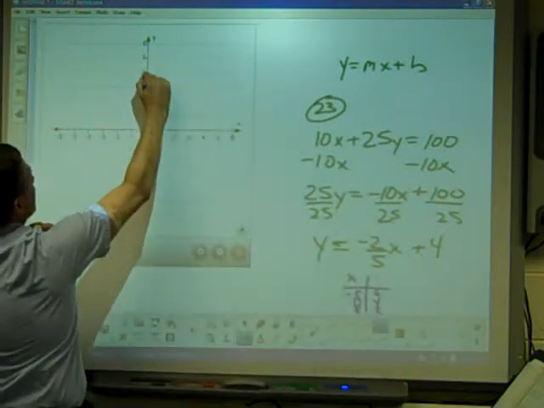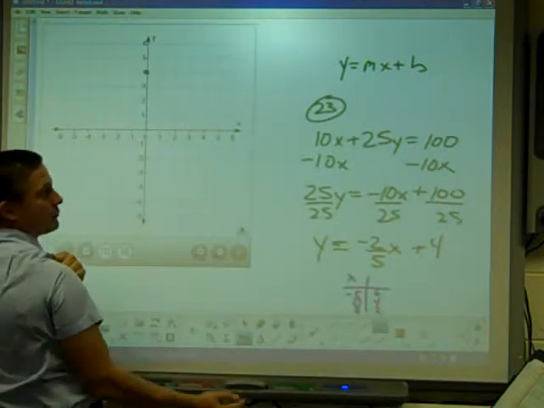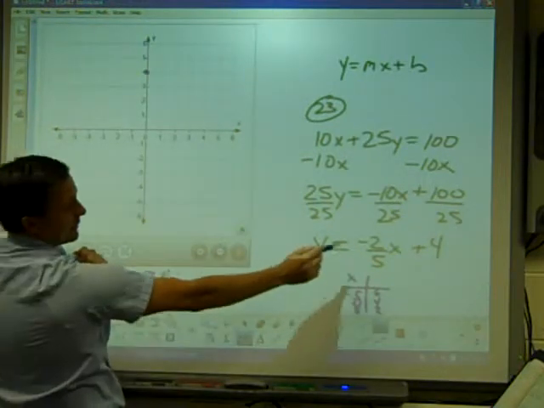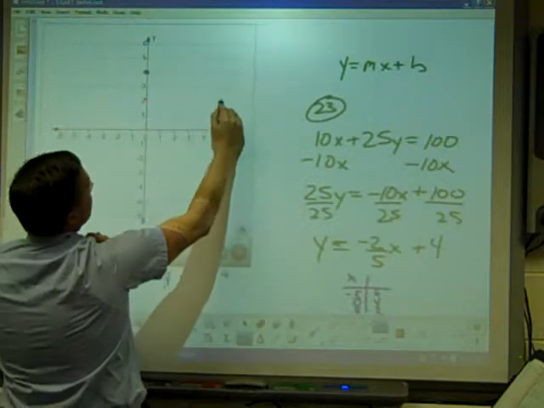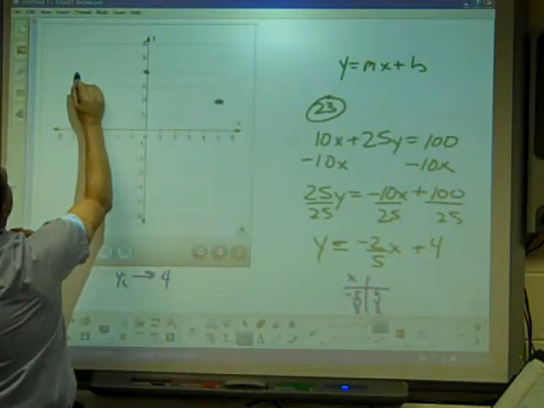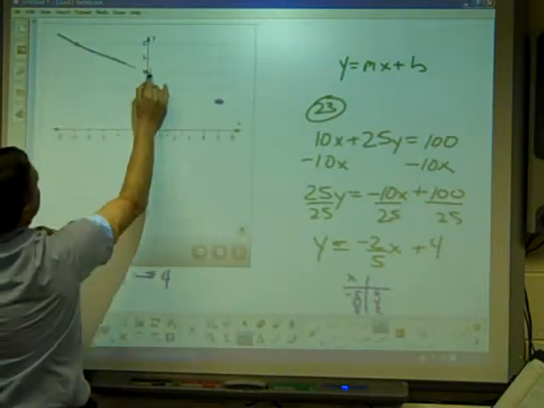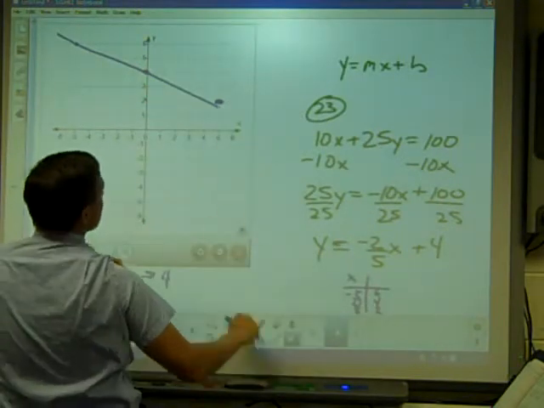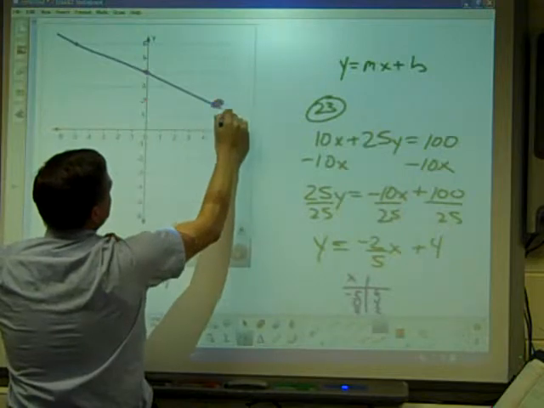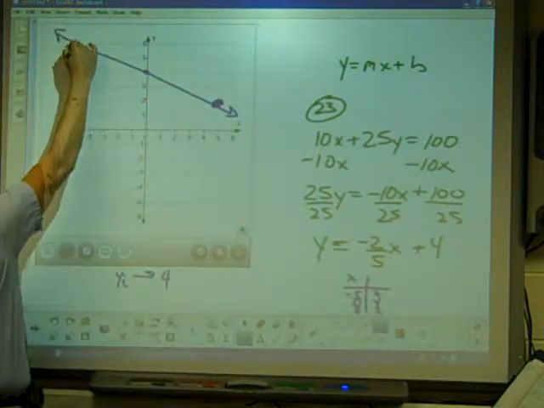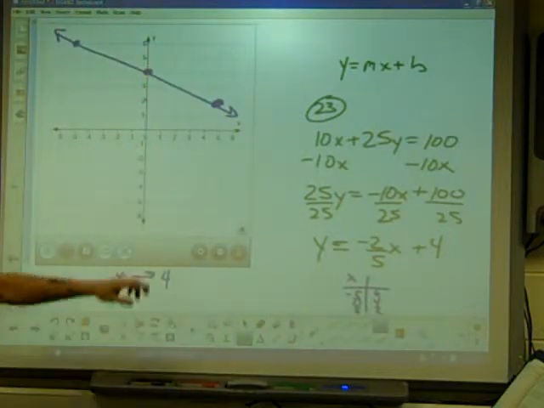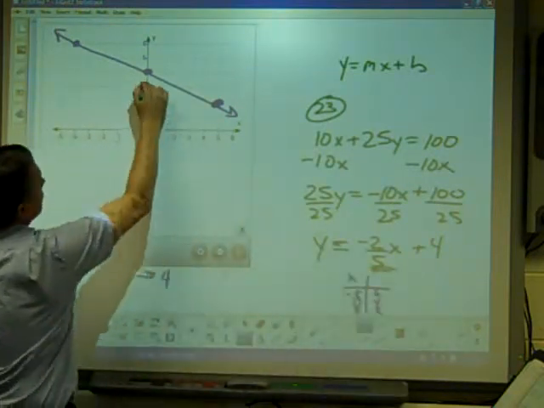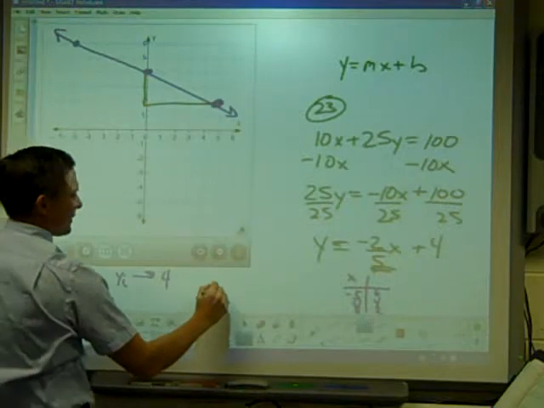Plus 4, that's the y-intercept. Okay. Boom. I just found the y-intercept. That's 4. Down 2 over 5. Back 5, up 2. Oh, and I butchered it. I'll make it bigger. There. Point is I can read the y-intercept. I can read the slope here. The slope is negative 2/5.